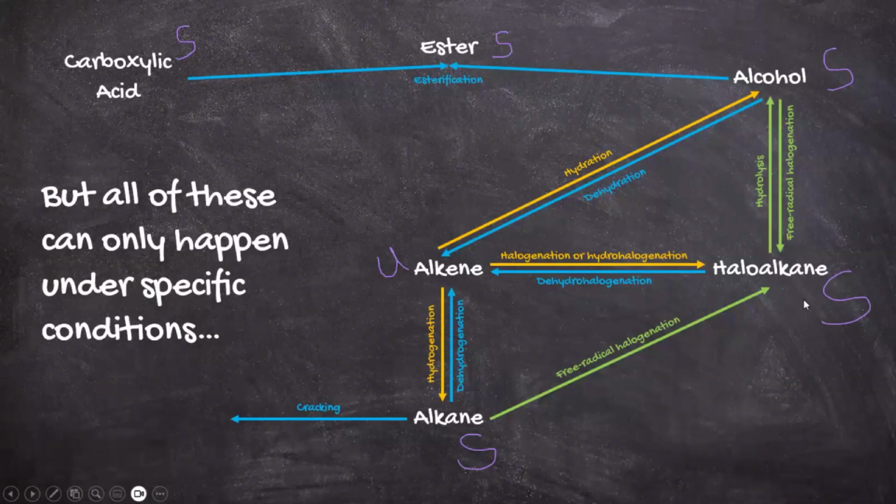These names of reactions and what type of reaction they are are incredibly easy to memorize because the names tell you what they're doing. If you're hydrating something, you're adding water. If you're hydrogenating something, you're adding hydrogen. If you're halogenating something, you're adding a halogen. If you're esterifying something, you are making an ester. These names are easy to remember.